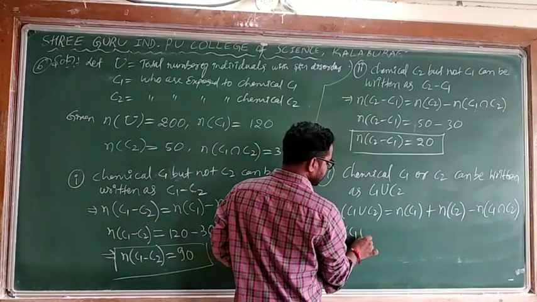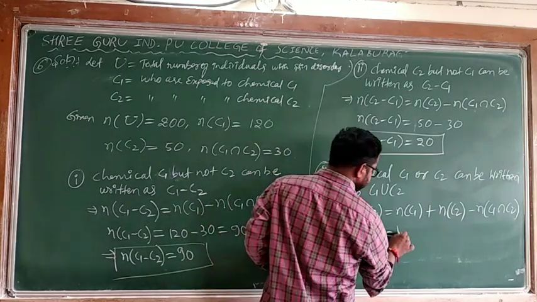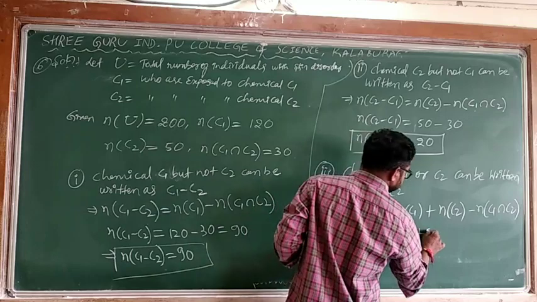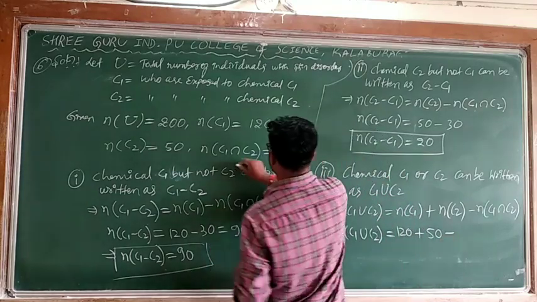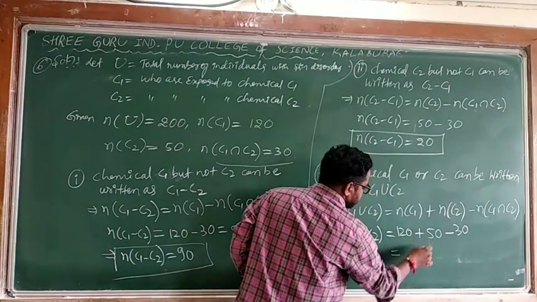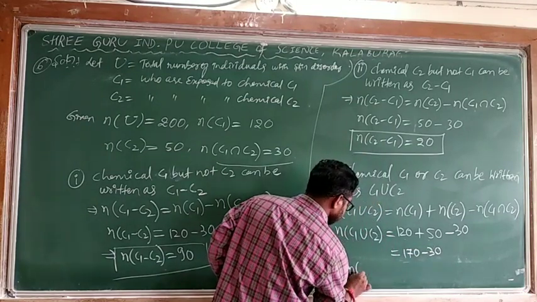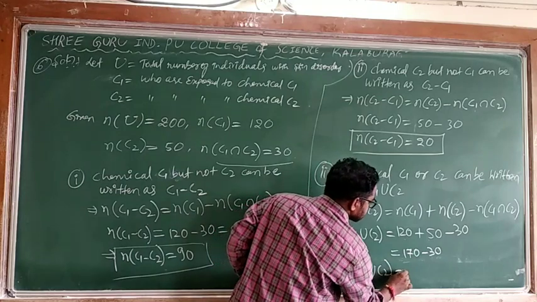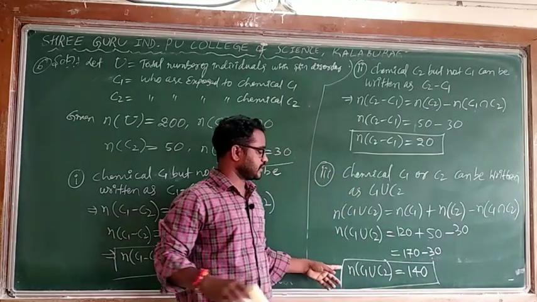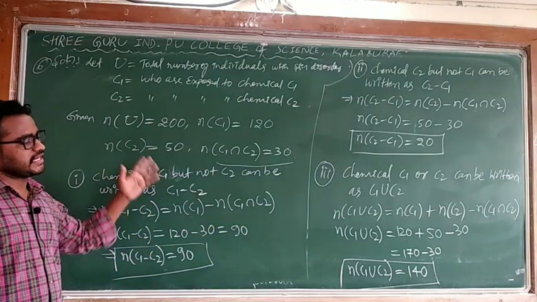N of C1 is 120, plus N of C2, which is 50, minus N of C1 intersection C2, which is 30. So 120 plus 50 is 170, minus 30 gives 140 members. These people are suffering from chemical C1 or chemical C2.